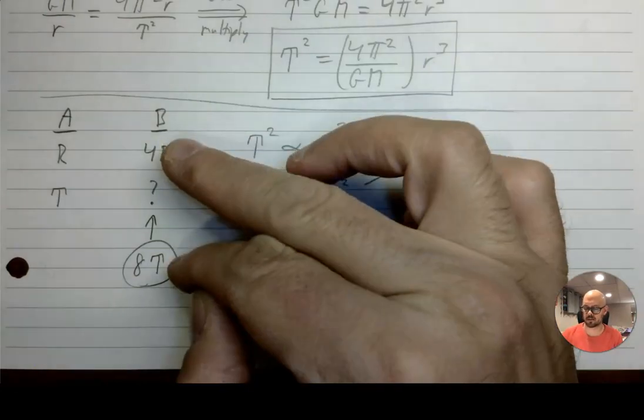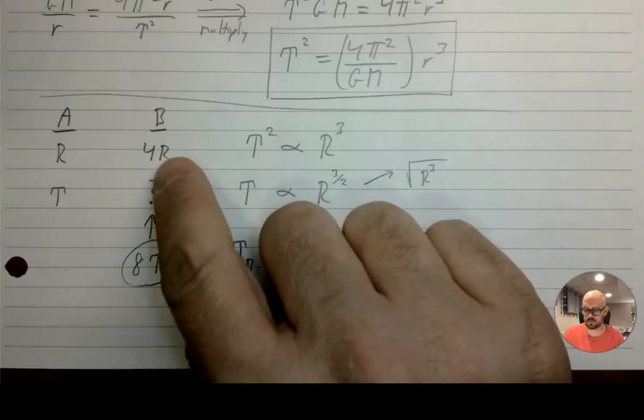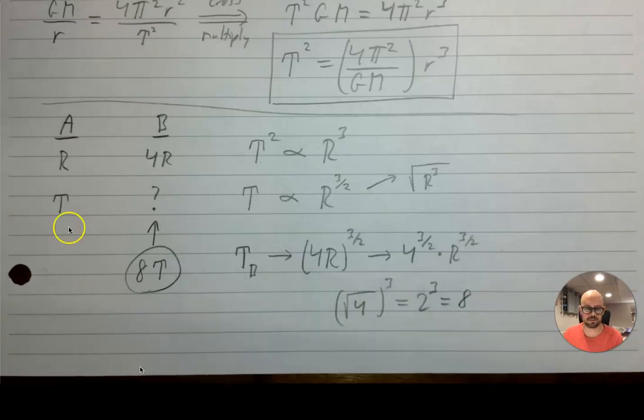That is not a doubling relationship, right? If I had 5 times the radius, it'd be 5 to the 3/2 power, which is not equal to 10. So just be mindful of that. And so that is Kepler's third law, and that's the last video of this unit.